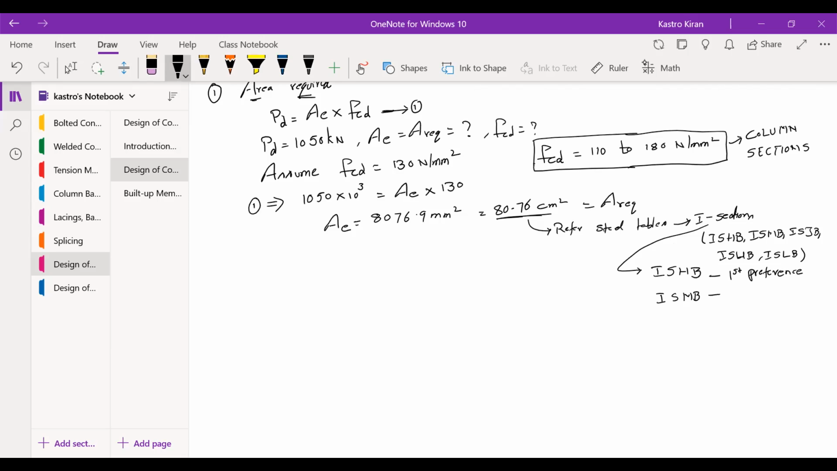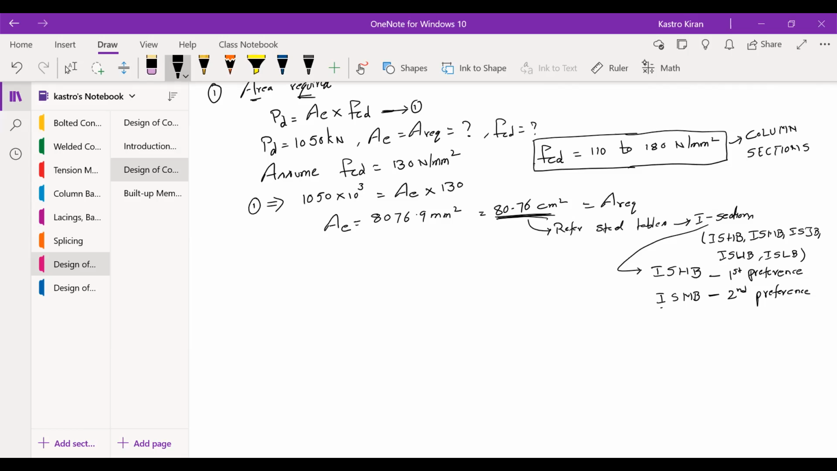The second preference has to be given for ISMB. So remember these two. The first preference has to be given for ISHB and the second preference has to be given for ISMB. So if you don't find an area 80.76 in ISHB, then only you go for ISMB. Remember, if you don't find an area greater than 80.76 mm square in ISHB, then you go for selection of ISMB.